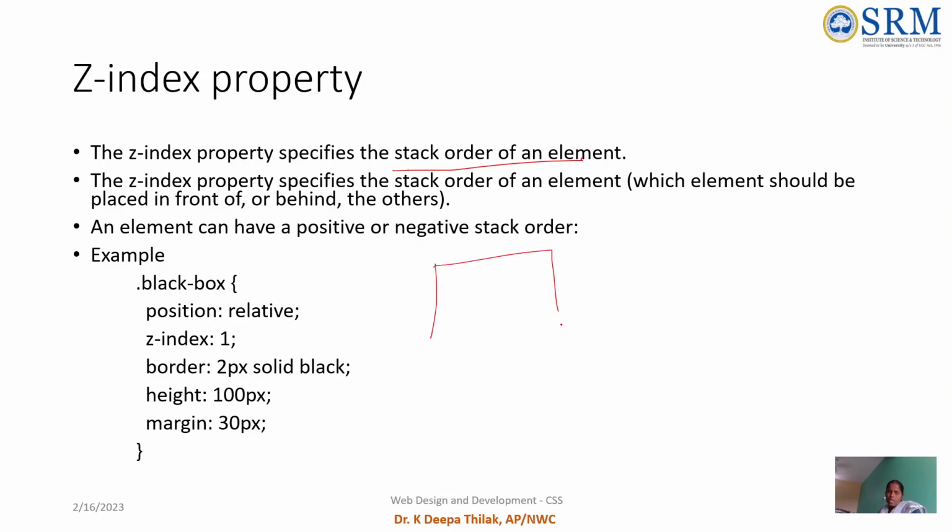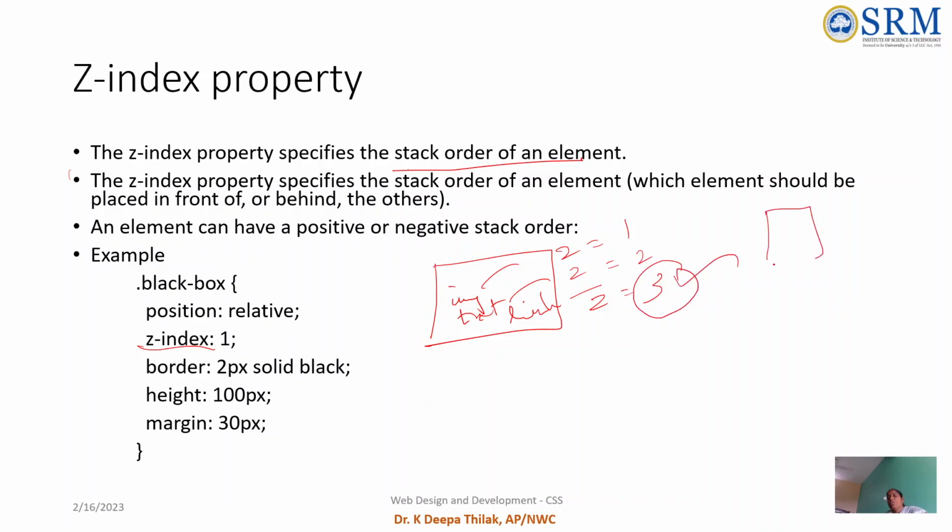Suppose in a single container, I put an image, I put the text, I put the link, everything. So which one should be in front, and which one should go to the background? That can be represented using this Z index value. So if I have three elements, for the image Z index 1, for this it is 2, and for this it is 3. The Z index with the highest value will be the top element, and the one with the lowest will be on the bottom.